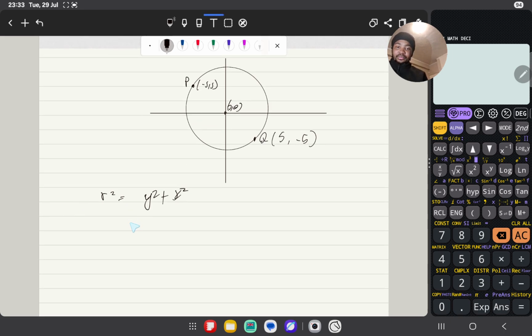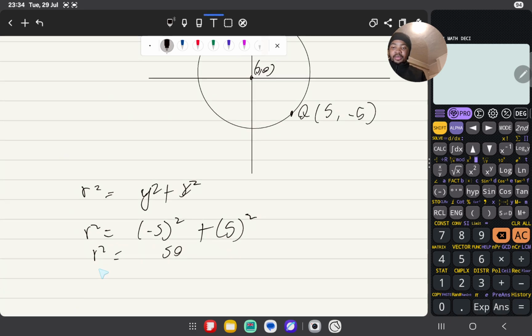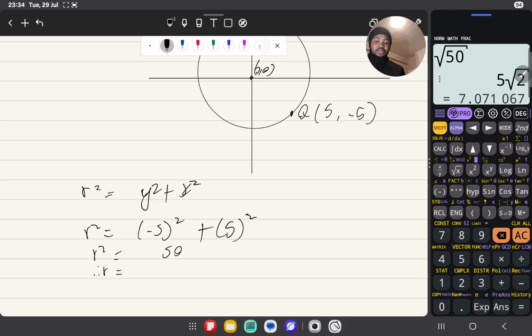So the first thing, I'll show you the quickest way. You just go here and say r squared is going to be -5. This time around I'm using Q, -5 squared plus 5 squared, which is 25 plus 25, that is 50. And then you say therefore r is the square root of 50. Square root of 50 is just 5 square root of 2. So this is r.